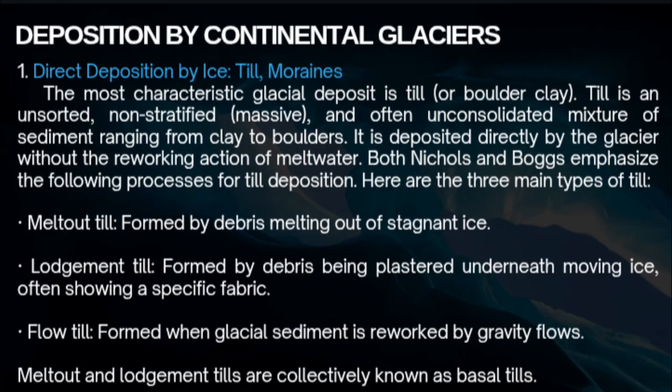Lastly, flow till. It is formed when glacial sediment is reworked by gravity flows. Flow till is not deposited directly by ice, but when previously deposited glacial sediment becomes saturated with water and flows downhill like a slurry. This process creates a secondary deposit that can partially erase the original chaotic structure of the till. It often forms lobes or sheets on the slopes below a melting ice margin. And in addition, melt-out and lodgement tills are collectively known as basal tills.